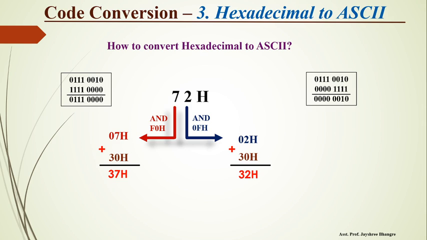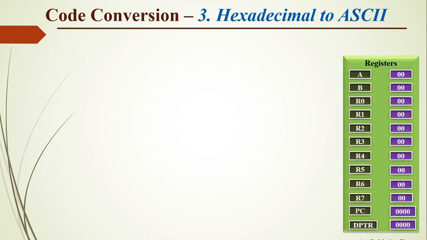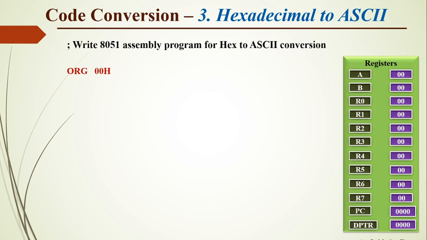So first we separate these two digits, 7 and 2, and then we add 30H to them, and we get the respective ASCII codes. The same process we have to do in programming. So let's write the code for hexadecimal to ASCII conversion. Again, our first instruction is ORG 00H, initialization of the program. Here the first instruction is MOV A, #72H. This is the hex number that we want to convert into the equivalent ASCII. So the accumulator is loaded with the value 72H.